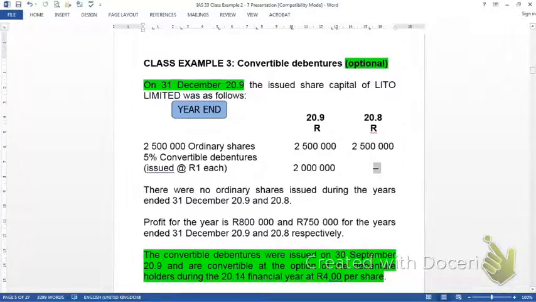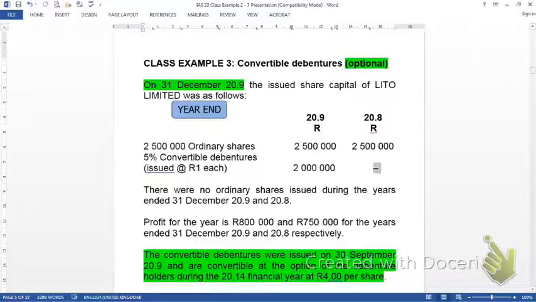Earnings per share class example number 3, convertible debentures. These debentures are convertible at the option of either the company or the holder of the debentures at a later stage. On 31 December 20.9, the issued share capital of Little Limited was as follows.